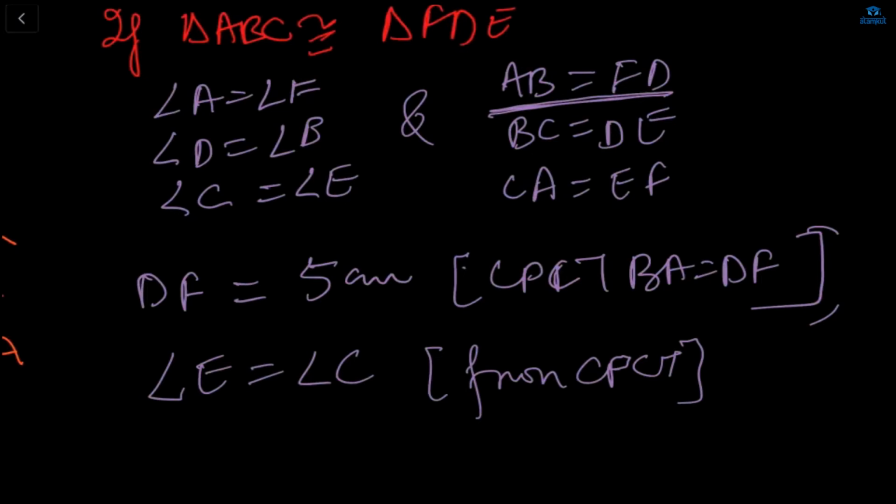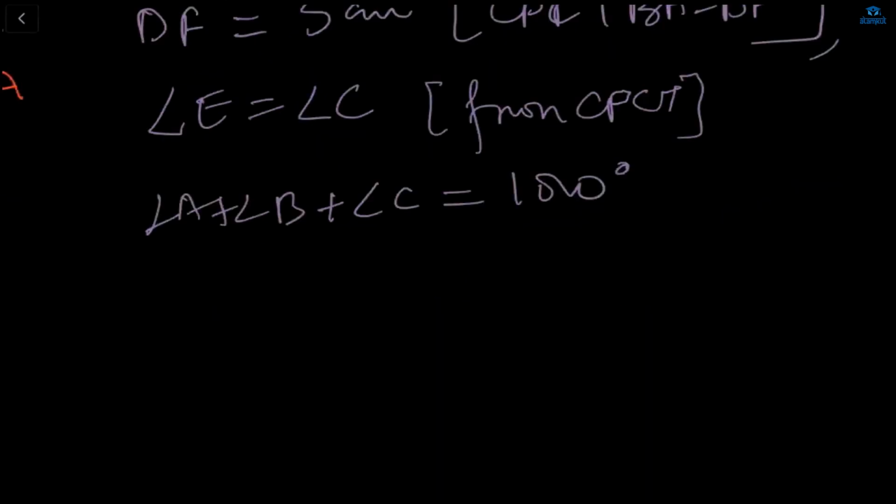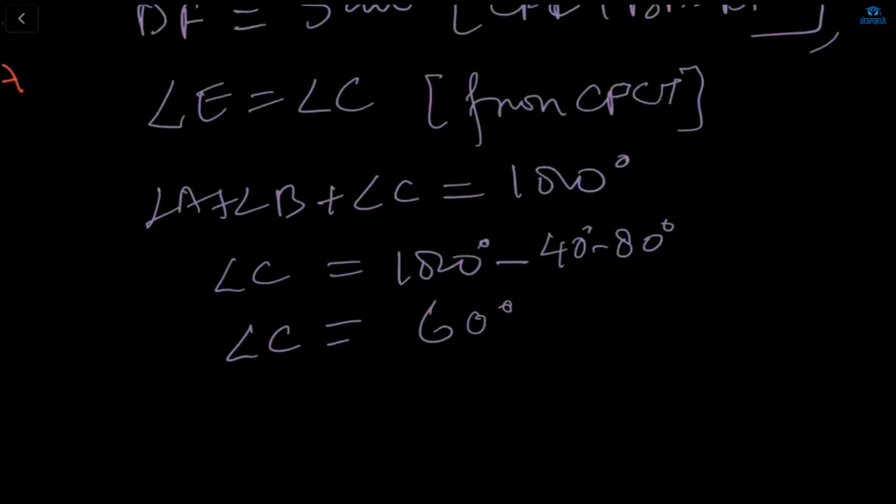Now angle E is equal to C, and angle C will be equal to what? Angle A plus angle B plus angle C is equal to 180 degree, because the sum of the angles of a triangle is equal to 180 degree. We have read this in the previous chapter. Now angle C will be equal to 180 degree minus 40 minus 80. So it will be 60 degree. So angle C will be equal to 60 degree, so angle E will be equal to 60 degree. Understood? Any doubts? No, ma'am.